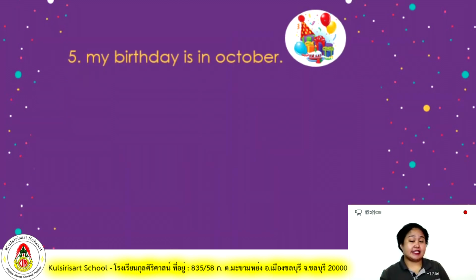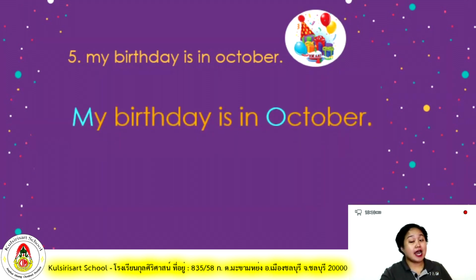Okay, next, number five. My birthday is in October. Can you read the sentence again? My birthday is in October. Write your answer. I'll give you 5 seconds. Don't forget to write properly. Are you finished? Time's up. The correct answer, we capitalized letter M and letter O. O in the word October. Why did we capitalize letter O in the word October? Because October is the name of a month.